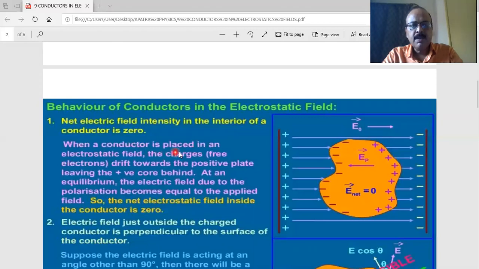When a conductor is placed in an electrostatic field, the charges, free electrons, drift toward the positive plate, leaving the positive core behind. At an equilibrium, the electric field due to the polarization becomes equal to the applied field. So the net electrostatic field inside the conductor is zero. Now let us understand this topic.